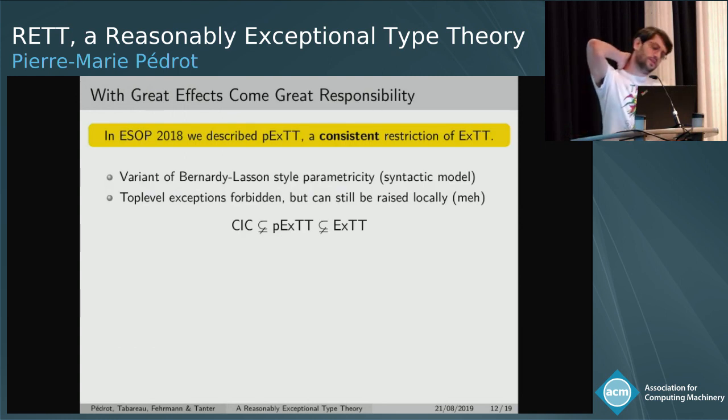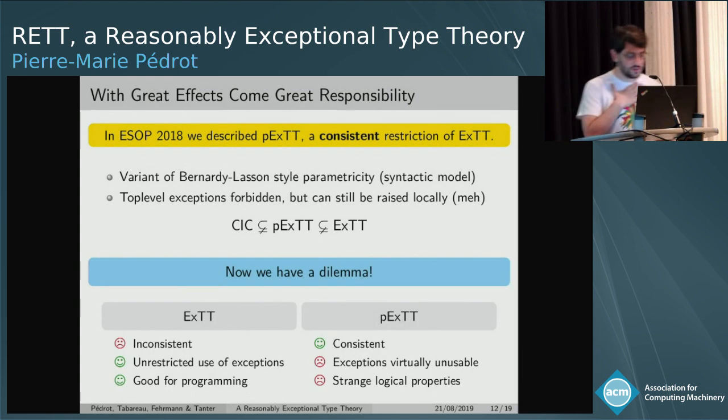We also gave in that paper from last year a restriction to that theory that is consistent. Essentially, it relies on parametricity to rule out the wild behaviors of exceptions. So you locally guarantee that no exceptions can escape at top level. So this is kind of strange. And the thing you get is that this theory is logically weaker than the exceptional type theory. Thankfully, it's consistent, and it's also strictly bigger than CIC.